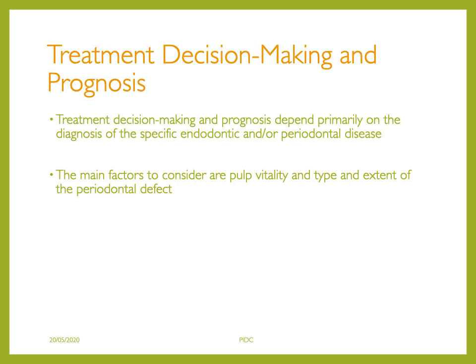Coming to the treatment, decision making and prognosis. The treatment, decision making and prognosis primarily depends upon the specific endodontic or periodontal disease. The main factor considered is pulp vitality and type and extent of the periodontal effect. So if the pulp is vital, then that means it is not an endodontic problem. It is completely a perio problem. So that is one thing we have to find out, and depending upon the periodontal problem or the periodontal stage, that decides how the tooth can be saved or not.